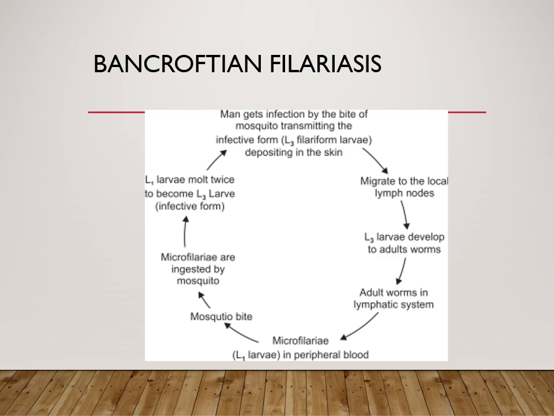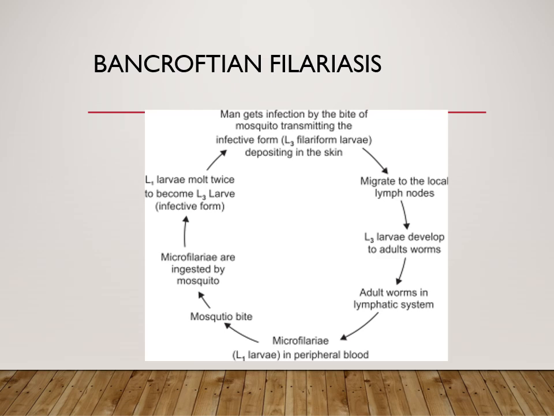So the L3 filariform larva is the infective form, which, when the mosquito bites, will be deposited on the skin. From the skin, it will migrate to the local lymph nodes and the L3 larva develops into the adult worm. This adult worm is present in the lymphatic system, where it will replicate, and the microfilaria will be present in the peripheral blood. This is the L1 larva. So the microfilariae are present in the peripheral blood.